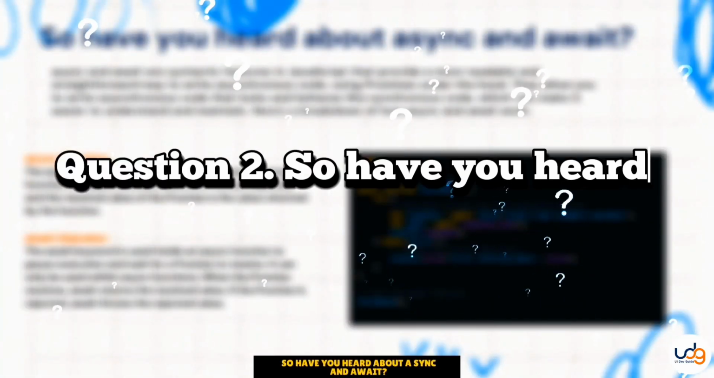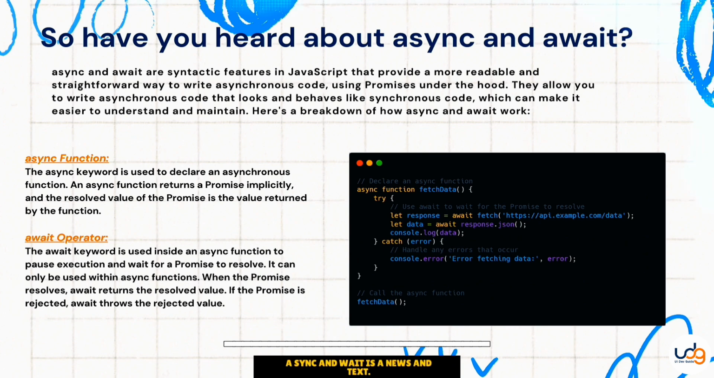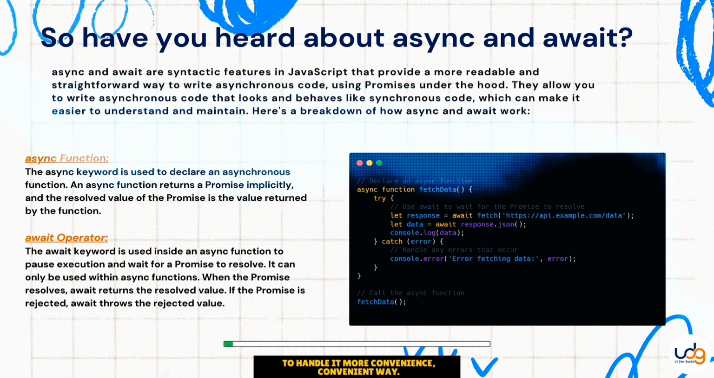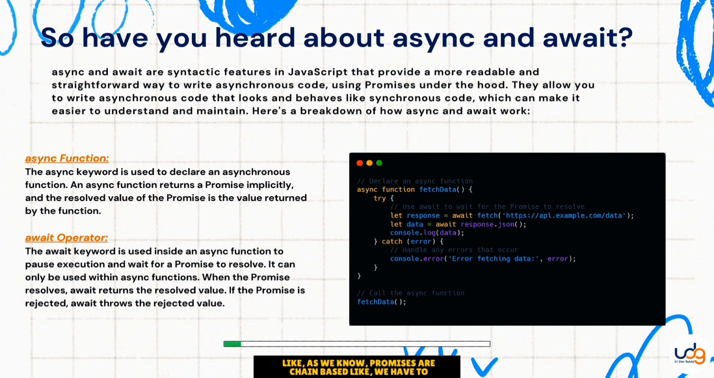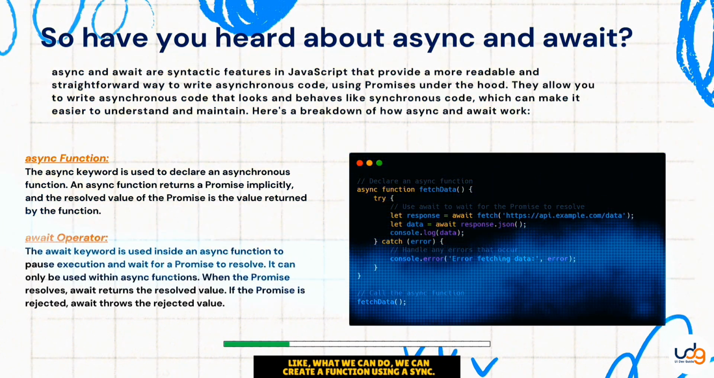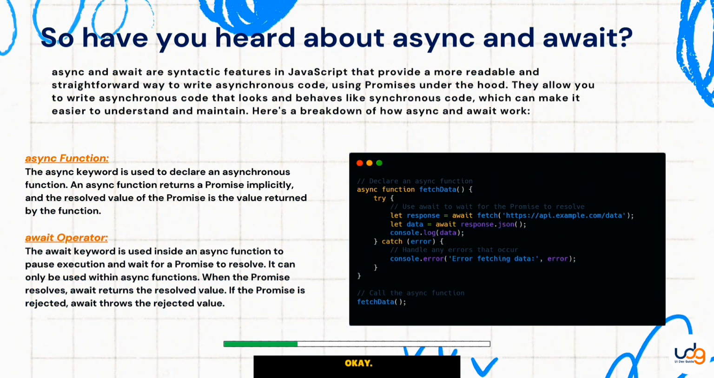Okay, so have you heard about async and await? Yeah, async await is a new syntax to handle it in a more convenient way. As we know, promises are chain based, so we have to handle them using dot then and dot catch. But async await makes it easier, more compact and more readable. What we can do is create a function using async. The async keyword makes that function asynchronous, which means that function will always return a promise.